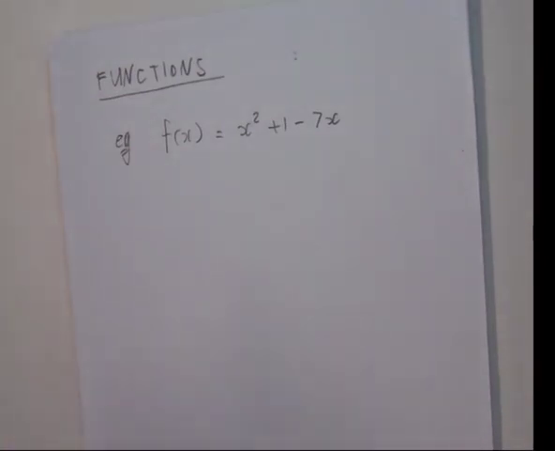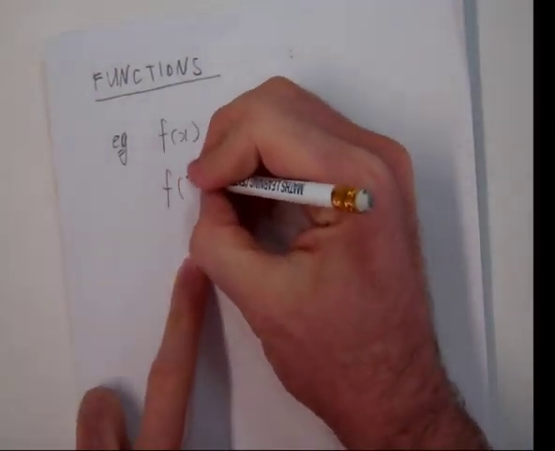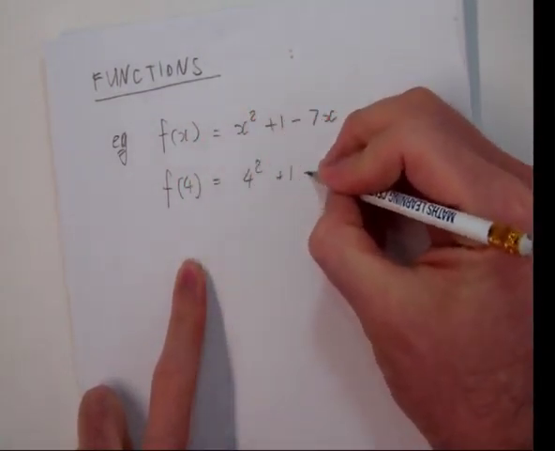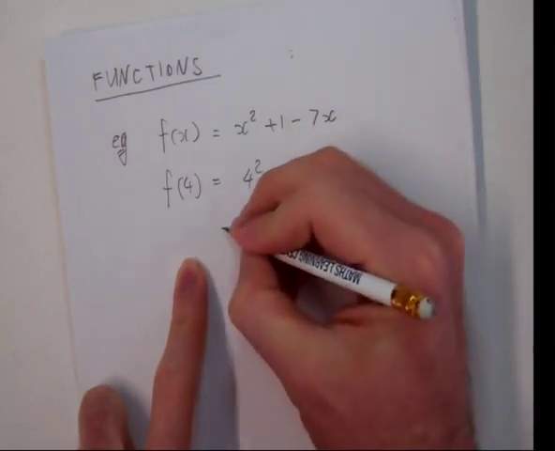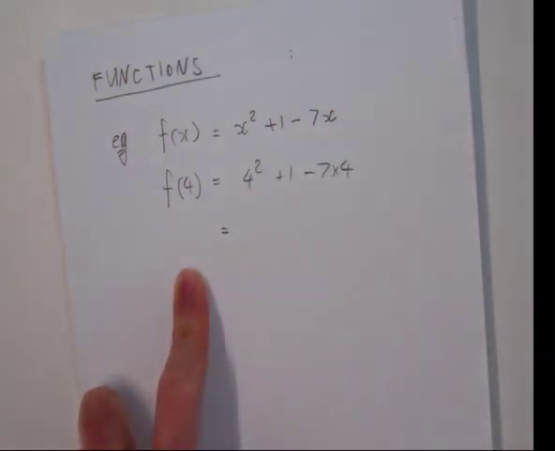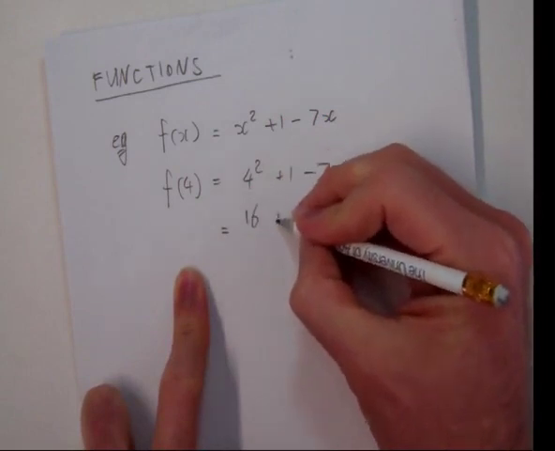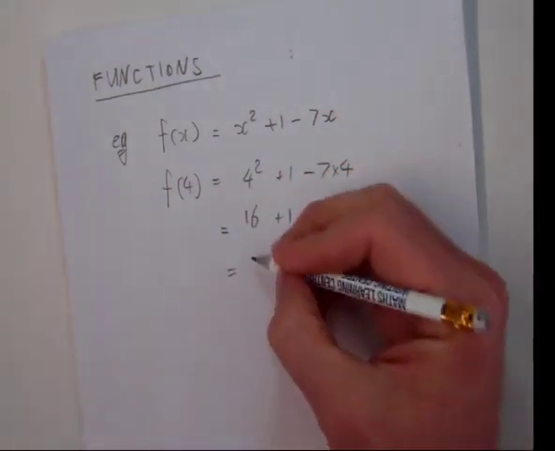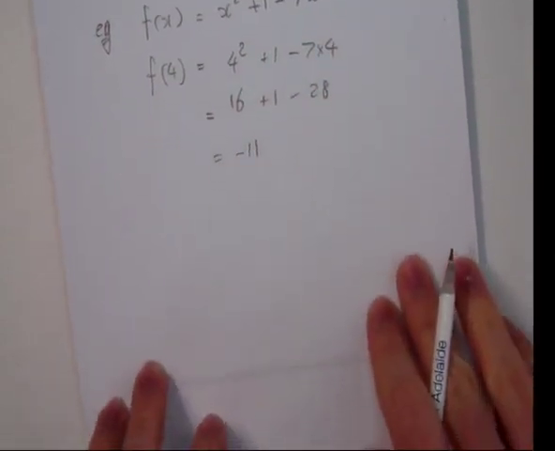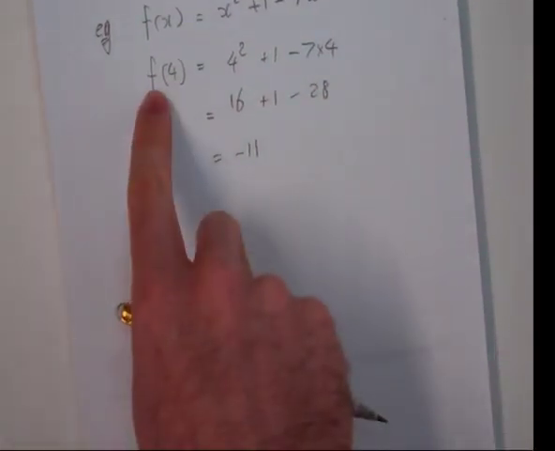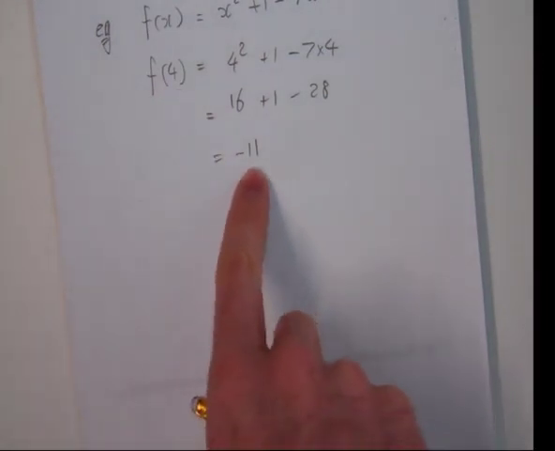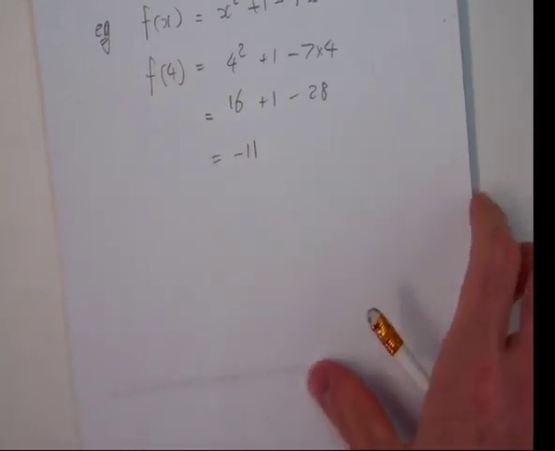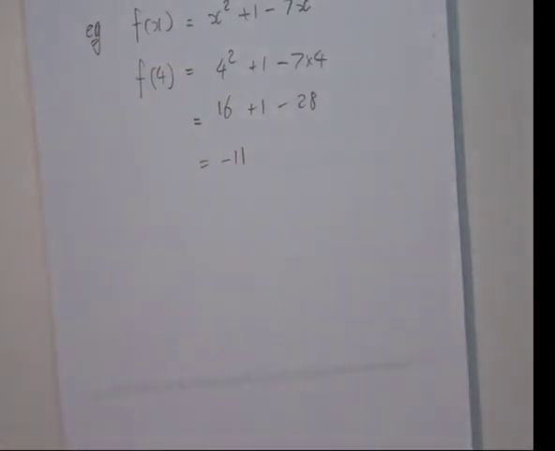So the idea is that if you pick a particular number for x like 4, then you replace all the x's with 4 and figure out what the answer is. So what's that? 16 plus 1 minus 28, which would be minus 11. So f of 4 is minus 11. This is read aloud as f of 4. It's not f times 4, it's f of 4.